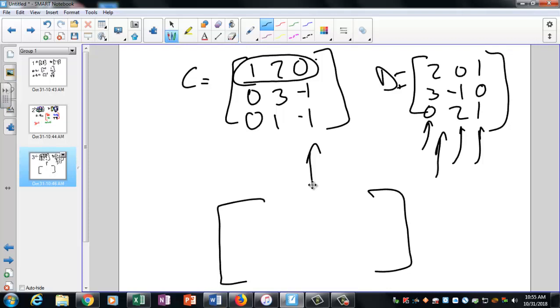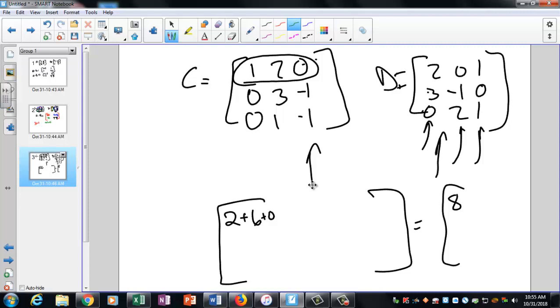1 times 2 is 2. 2 times 3 is 6. 0 times 0 is 0. So that first column has an 8 here. Do we agree? 1 times 2 is 2. 2 times 3 is 6. And I'm pointing like you can see it, but sorry, you just got to pretend. 0 times 0 is 0.